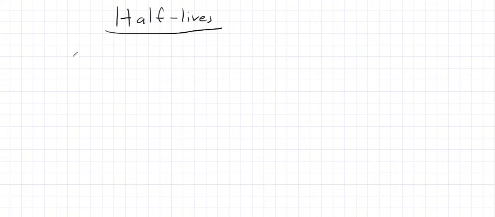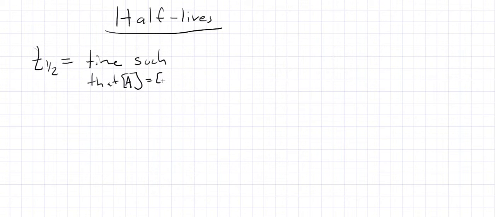The notion of a half-life is the idea that T1/2 is how long it takes for half of your stuff to disappear. So in other words, a time such that the concentration is half of the original concentration. And T1/2 is useful especially for first order reactions where it's a constant number. So let's go ahead and look at T1/2 for first order.